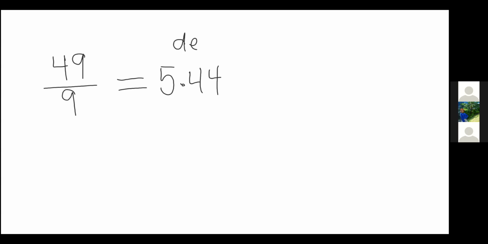Let's say I have 49 over 9. How many times can 9 go into 49? 49 divided by 9 is 5.44 as a decimal. But if it's a fraction, we're going to put 5, and then 9 times 5 is 45. Subtract that from the 49, which will give me 4 over 9.